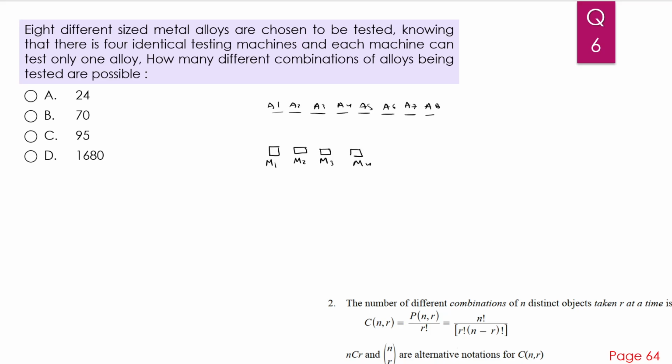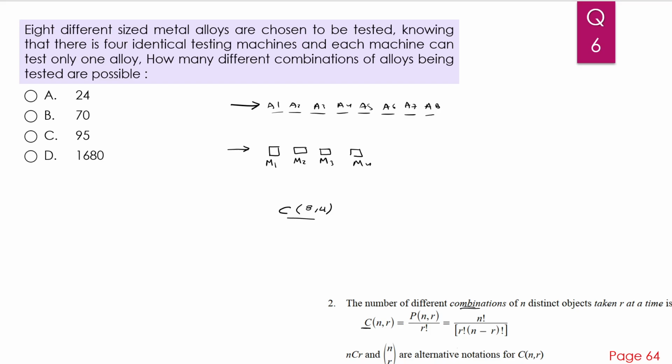Okay, so we have 8 different sized alloys and we have 4 identical testing machines, and we need to check the different combinations that we can do. Now, since they are identical, that means if we are testing alloy, for example, A1 on machine 1 or 2 or 3, it doesn't matter, okay? So it's not sensitive to the order, and that leads us to the principle of combination. So we are doing the combination for 8 different objects, and we are taking 4 at a time.